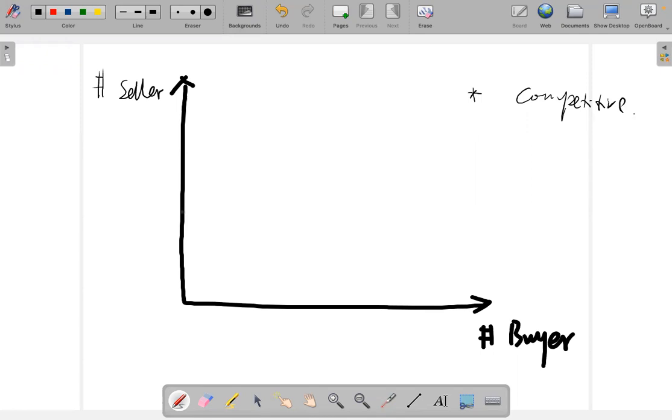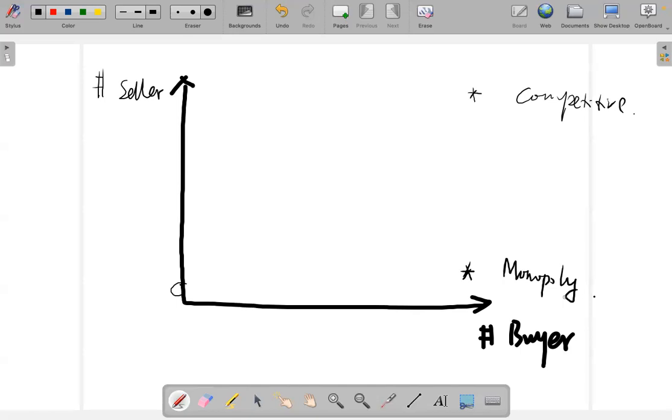Now let's look at the other two, which we usually know less about. On the one hand, you have one or a few sellers, but many buyers, and we call it monopoly. What is an example? The example could be OPEC. So they are a monopoly.